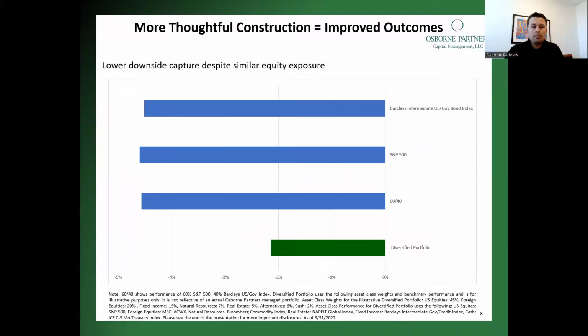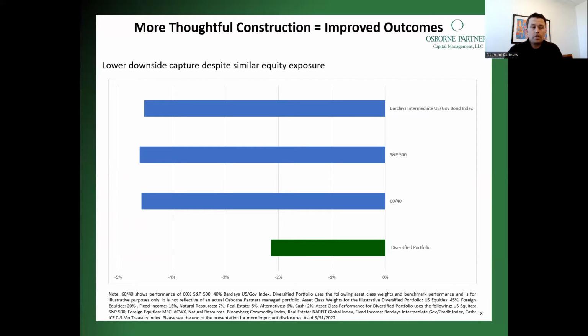So all of this may sound great, but does this actually translate into better outcomes? The chart on this slide shows our firm's interpretation of a true diversified portfolio, one that has exposure to 7 asset classes, but also has roughly 60% exposure to equities, which is consistent with your typical 60-40 portfolio. And as you can see in the chart on this slide, simply by including these less traditional asset classes in the portfolio, you're capturing nearly 1/2 of the downside that we've seen through the end of the first quarter in a traditional 60-40 portfolio.